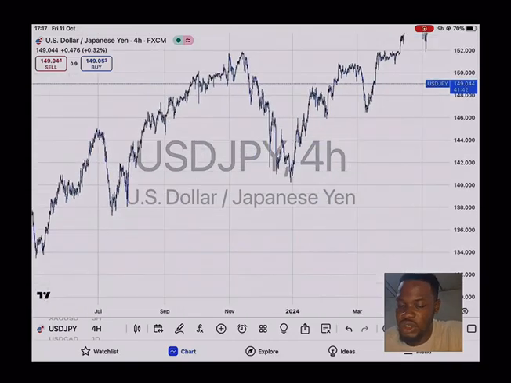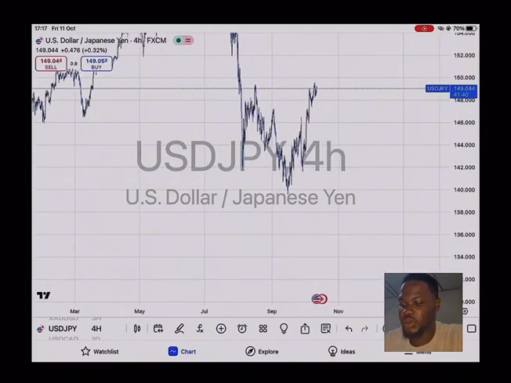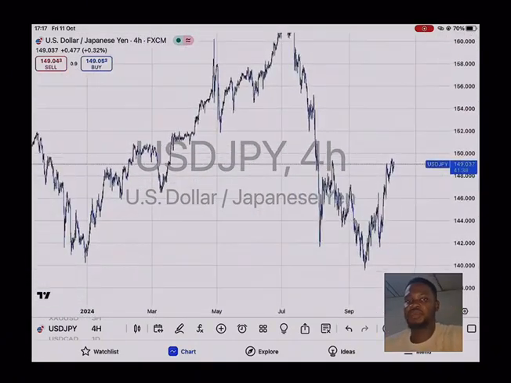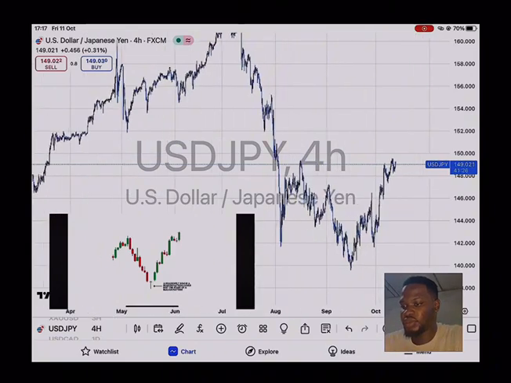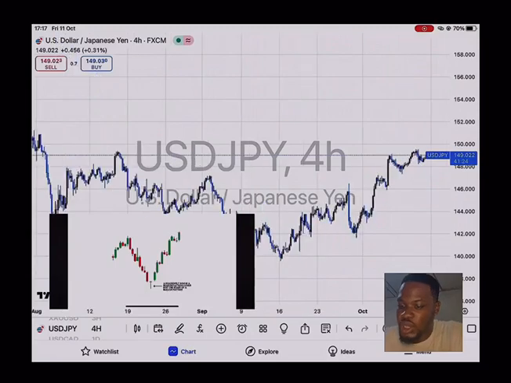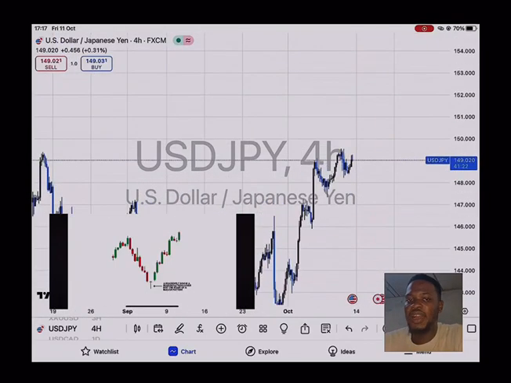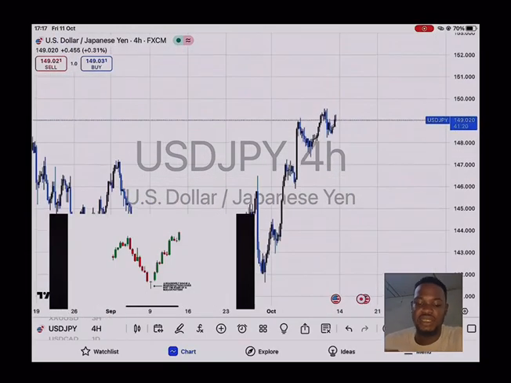Now the next candlestick is the doji. I said the doji has a bullish doji and a bearish doji. The bullish doji is known as the dragonfly, and the bearish doji is known as the gravestone doji. You understand? So now the dragonfly looks like the letter T.